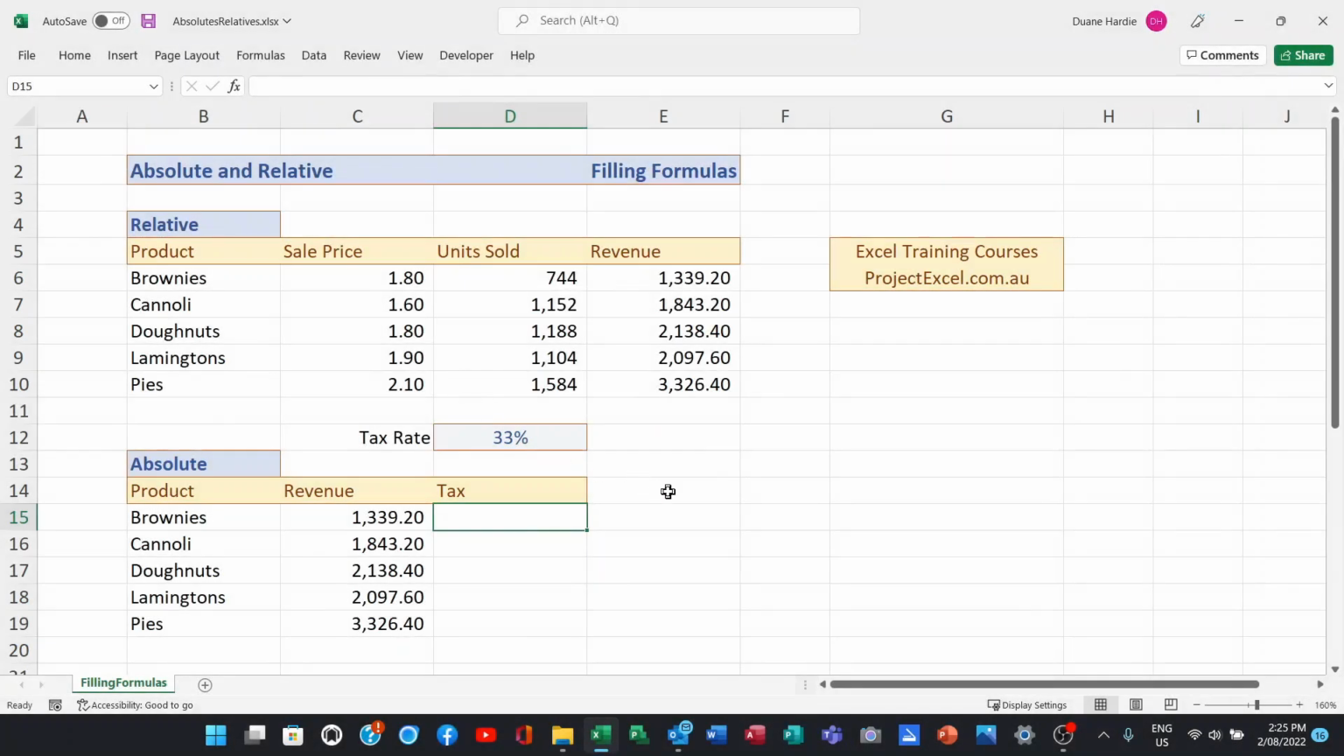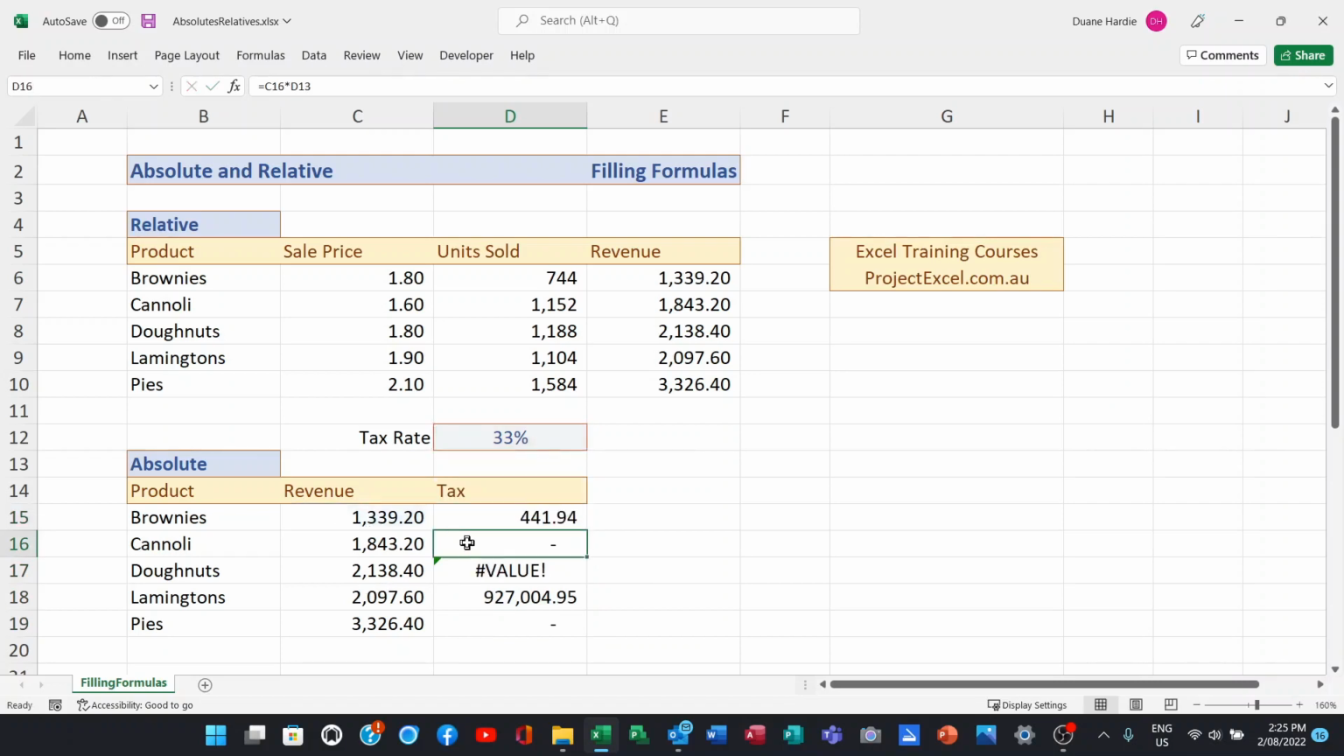We're now looking at absolute references. In this cell here, I'm putting in a formula that will multiply the revenue by the tax rate. I'm hitting enter, going to the cell, picking up the autofill handle, filling it down, and we see we're having problems. The first cell, C15 times D12, that's fine.